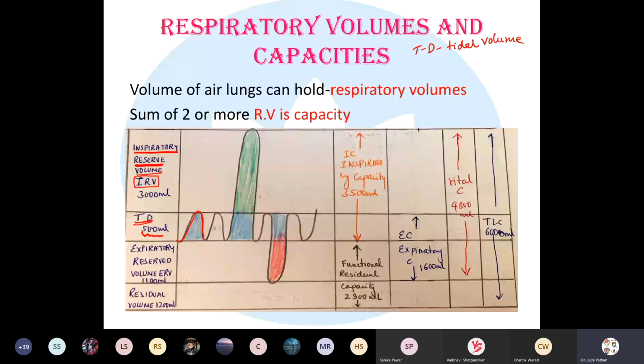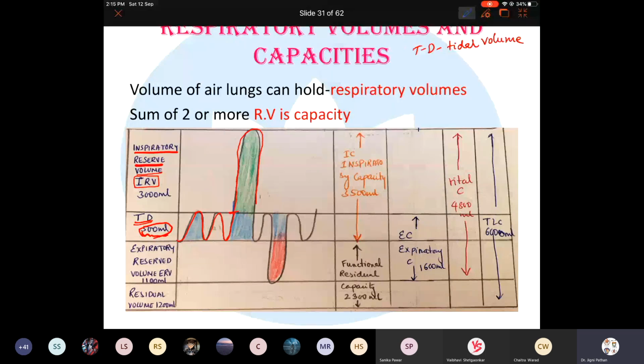Next is inspiratory reserve volume. This is again tidal volume. Here it means the volume of air a person can inhale forcefully, more than what is required. The requirement is until here, but the extra part, more than what is required, is inhaled. That is called inspiratory reserve volume. How much? 300 ml.